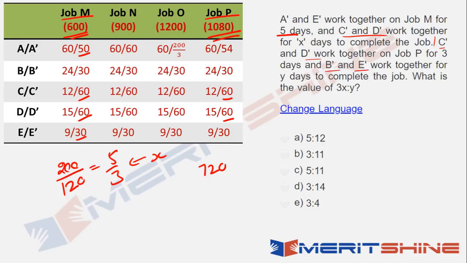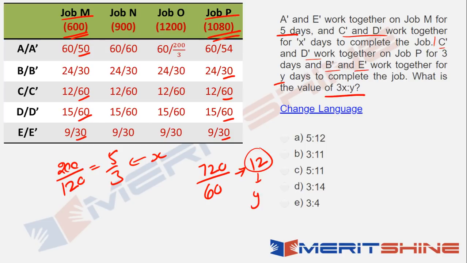Who does it then? B' and E' work together for 5 days. B' 30, E' 30. 30 plus 30, 60 daily. So 720 is to be done and they do 60 daily. So how much time? 720 by 60, that is 12 days. So 12 is this y. So this is y.